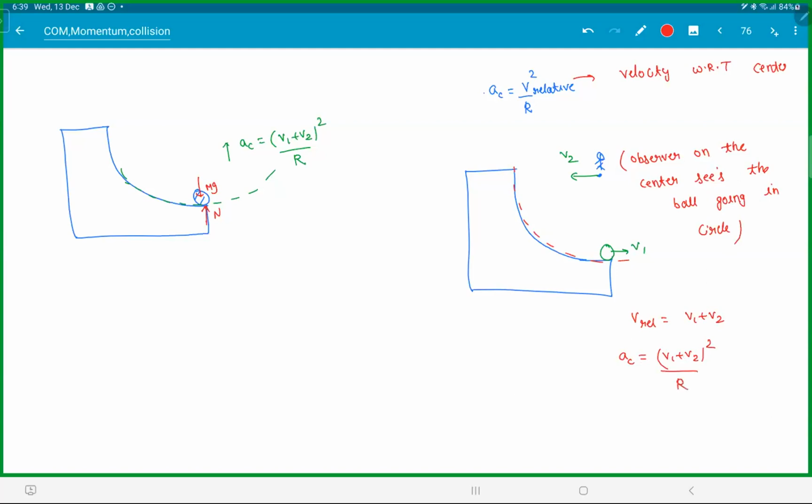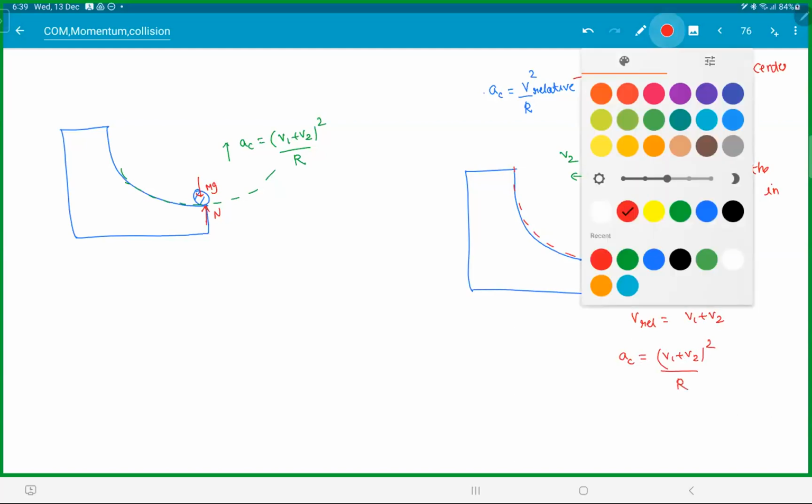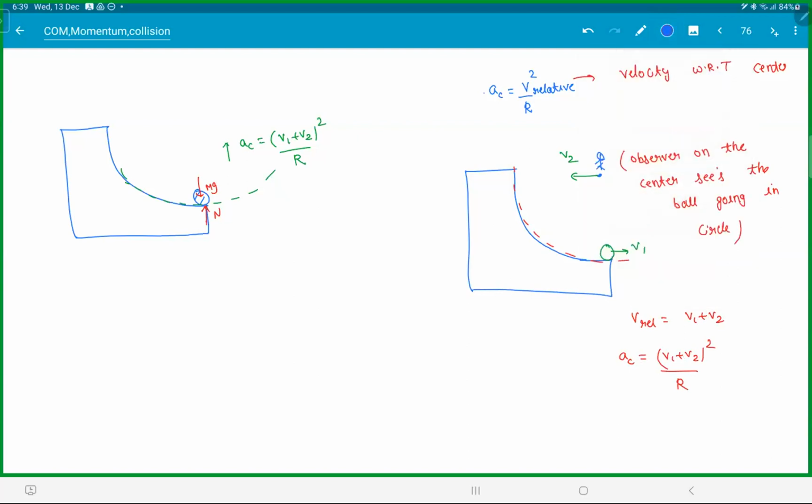Be careful. It's not v square by r. v is not the velocity in the ground frame. This you would goof up. So this would be N minus mg is equal to m into a centripetal. So normal reaction would be mg plus m(v1 plus v2) square by r. Check it out. In centripetal acceleration, v is the velocity with respect to the center. It's not in the ground frame.